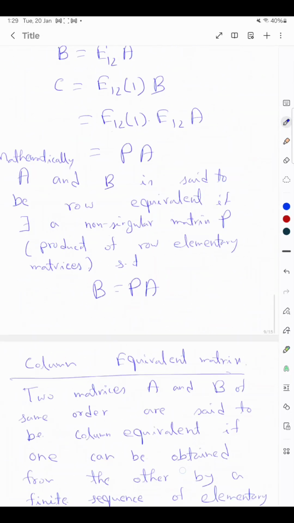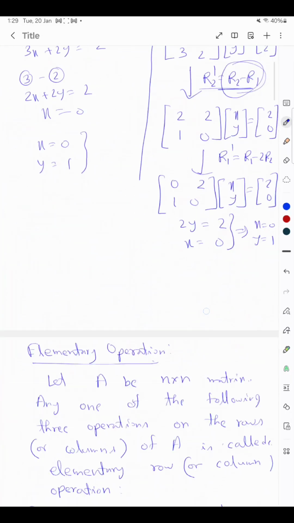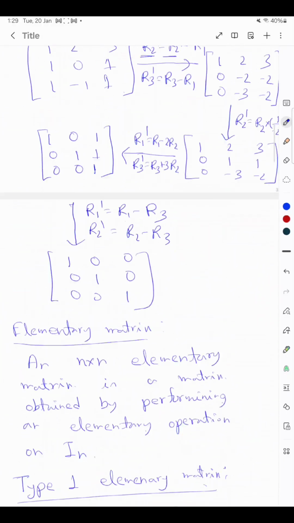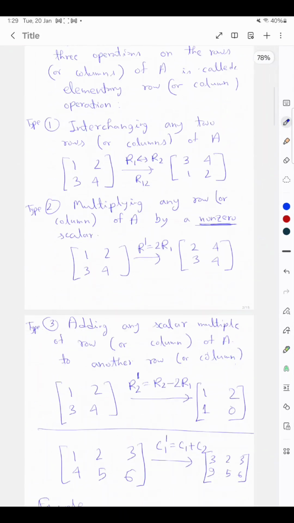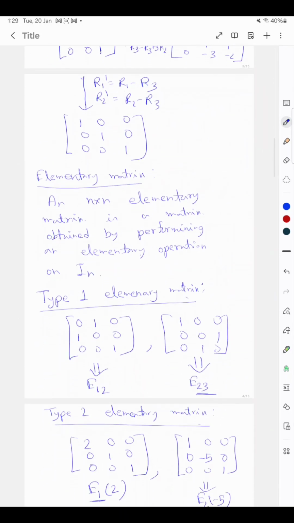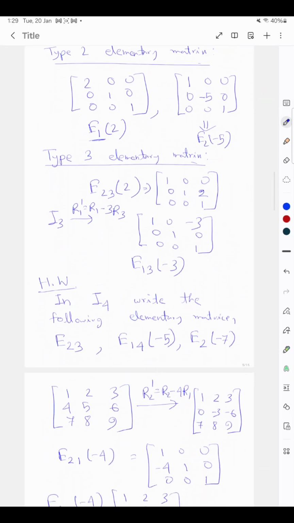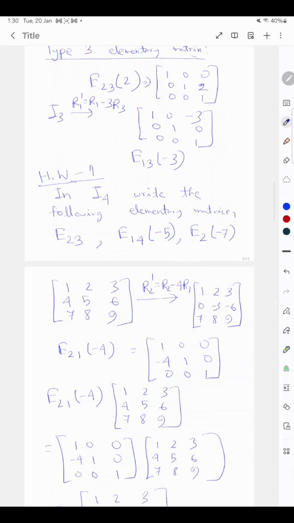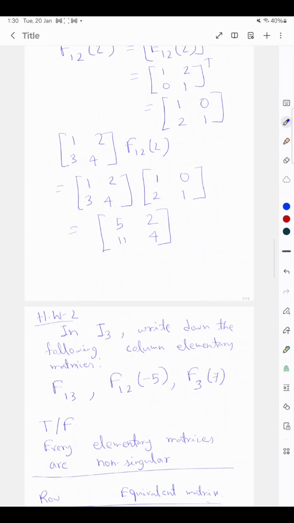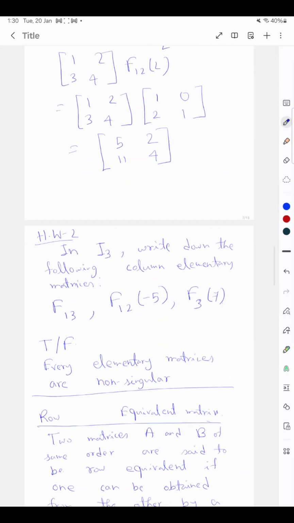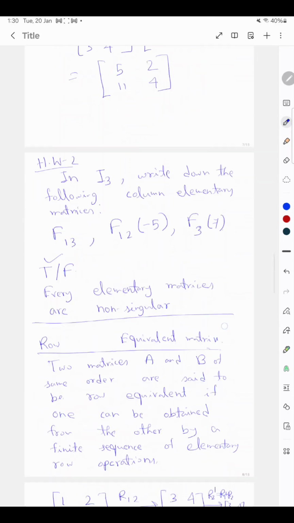So basically you just see from the beginning. What we have discussed in 2 classes: basically elementary operations we have discussed. Next, what are elementary matrices. This is your homework 1, right? We have done it, so you don't have to send homework 1 again. Then after that, this is your homework 2 for column elementary operations. This is not your homework, so you just check.